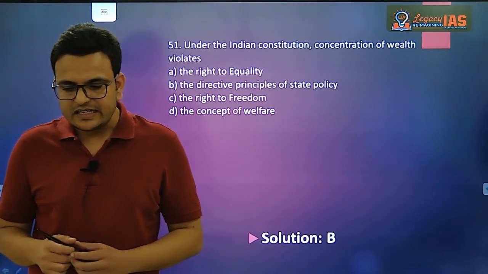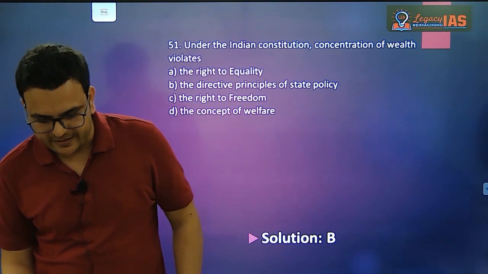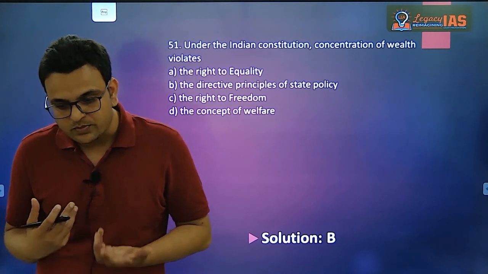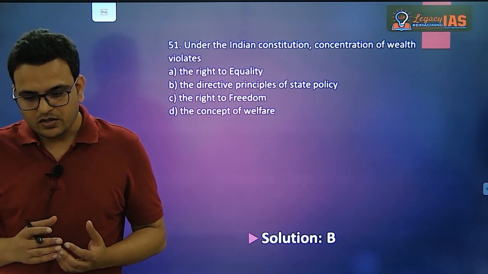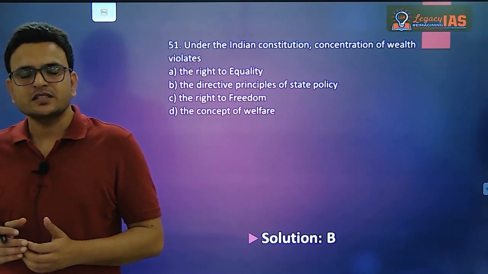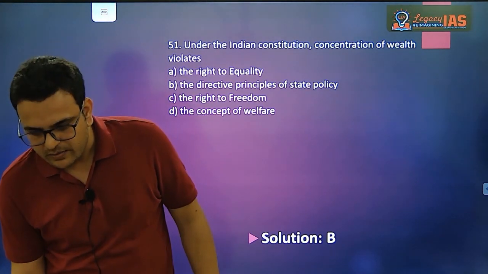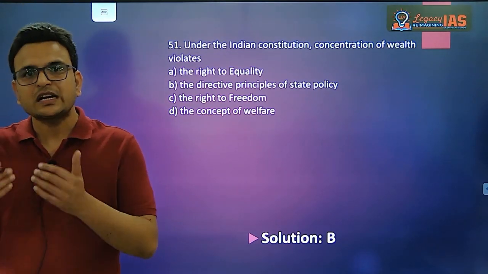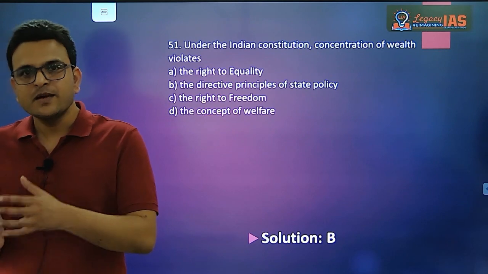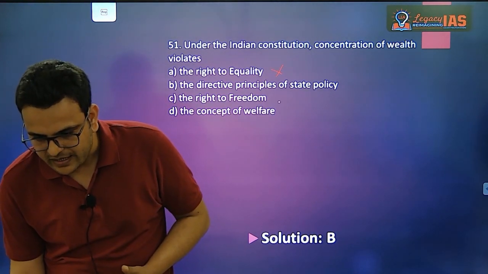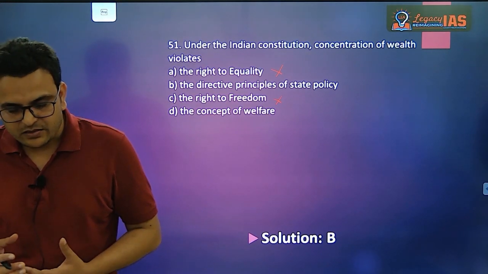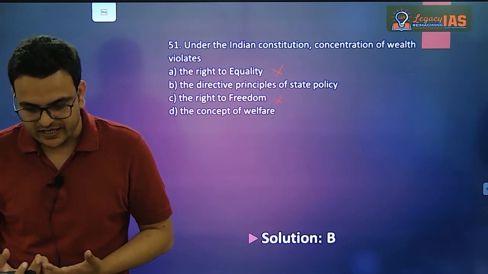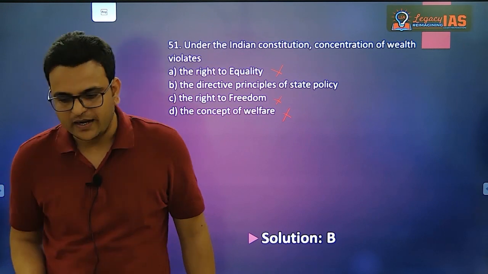Here again, under the Indian Constitution, concentration of the wealth. So basically, when we talk about DPSP, it talks about the philosophy of the Constitution, and that the government will try to reduce the concentration of wealth also. When we talk about right to equality, it is basically more about fundamental rights. It is not talking about reducing the concentration of wealth, but about providing political equality. So we can eliminate this part also. Right to freedom is also not talking about concentration of wealth, but about expressing our ideas freely. And the concept of welfare is also not a part. Then the answer will be B.